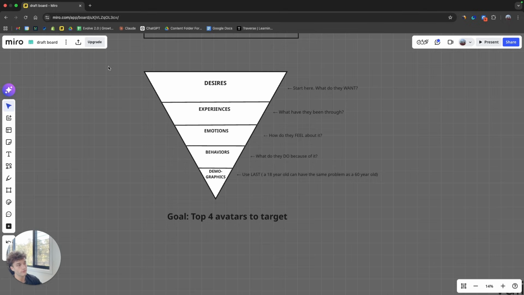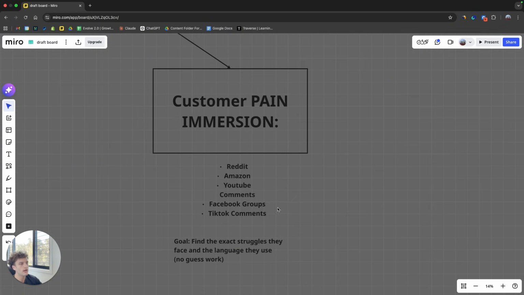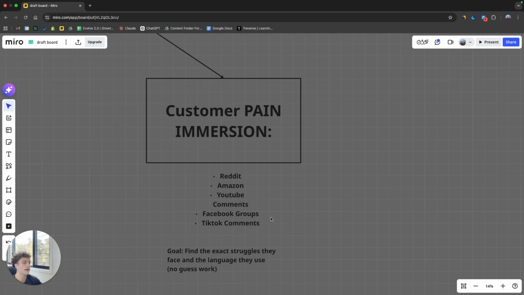What we're going to be doing from here during our research is identifying the top 4 avatars to target, and utilizing the previous sections where I was talking about hypothesis and awareness stage matching. We're going to come up with the most appropriate launch steps for that avatar. And I'll break this down in more detail in a minute. So moving on now, again, to customer pain immersion.